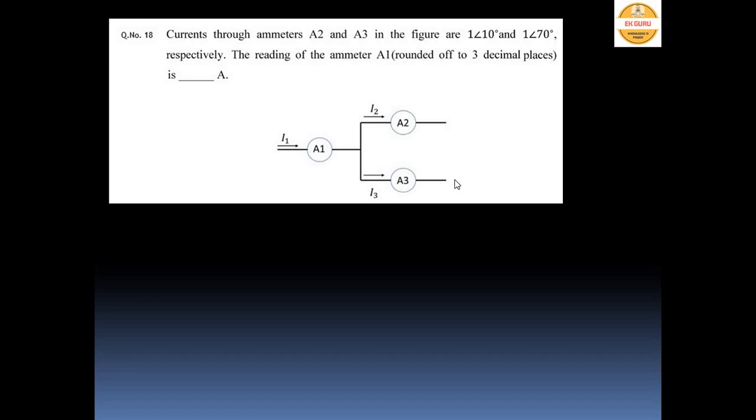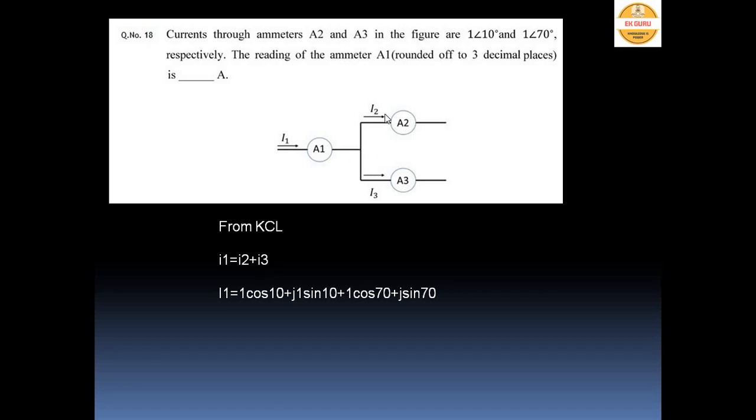The second problem is related to Kirchhoff's current law. Kirchhoff's current law states that the currents entering a node are equal to the currents leaving the node. Here the currents through ammeters A2 and A3 are 1 at an angle 10 and 1 at an angle 70 respectively. The reading of ammeter A1 is asked. From Kirchhoff's current law, the current entering must equal the current leaving, so I1 is equal to I2 plus I3.